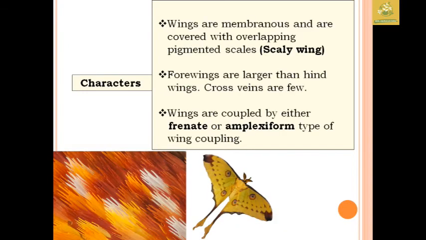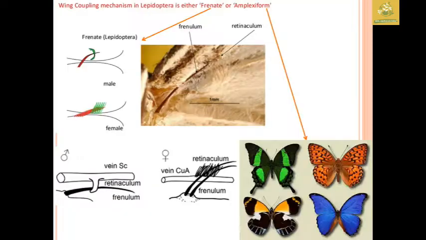The wings are membranous with the presence of scales and are covered with overlapping pigment scales, so they are called scaly wings. The forewings are larger than the hind wings, and the cross veins are fewer in both wings. The wings are coupled by either frenate or amplexiform type of wing coupling in butterflies as well as Lepidopteran insects. These are the wing coupling mechanisms present in the Lepidoptera order, which can be either frenate or amplexiform, and this is how they are present.